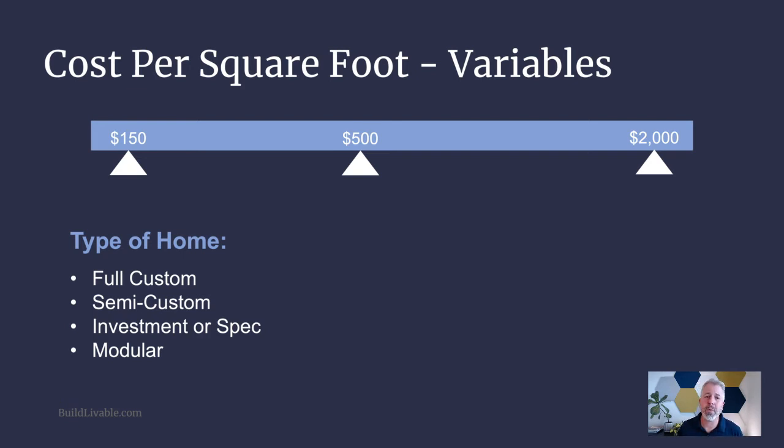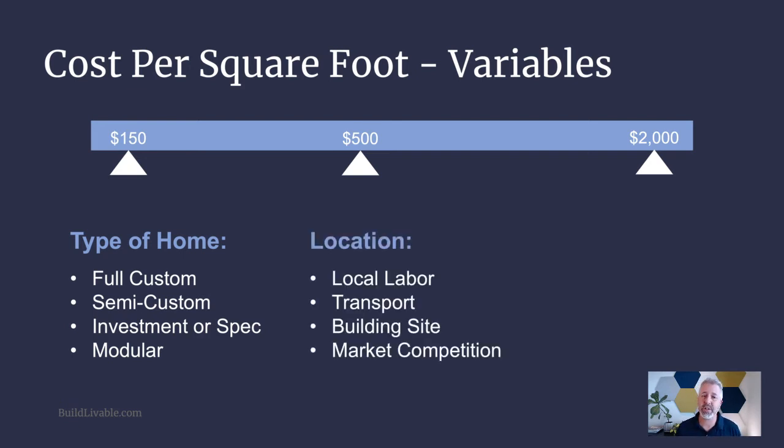So the type of home matters, and so does the location. Construction is all generally local, and that comes down to the local labor market and how much labor costs at the time. Also transport. If you live in a remote location that's difficult to access, if your building site is complex and difficult, maybe it's on a hillside or involves a lot of site work, and also general market competition. If there are not enough general contractors to go around, that cost per square foot can go up.